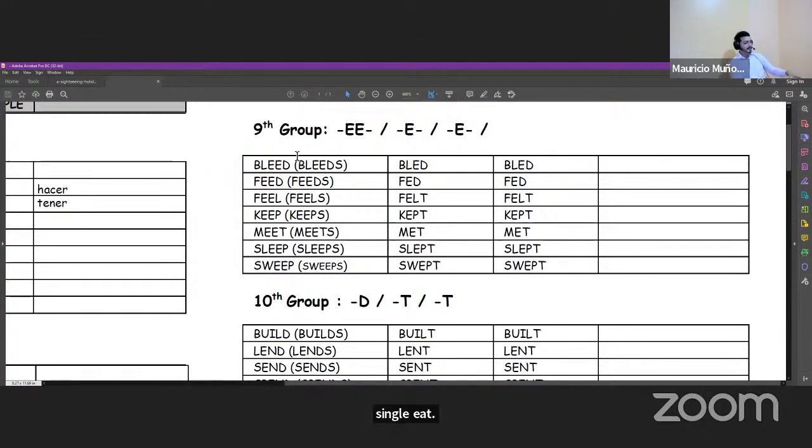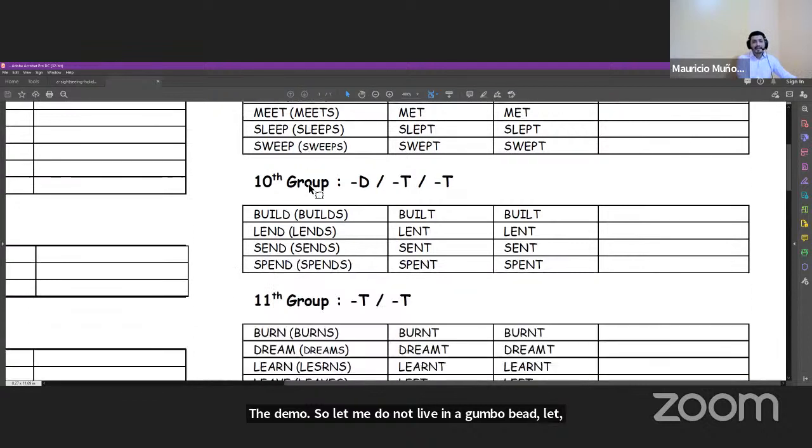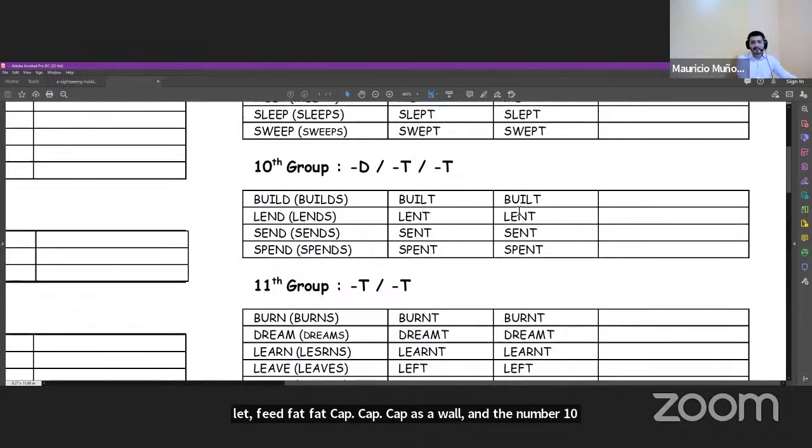Este es un grupo también muy recurrente y fácil de aprender. Aquellos verbos irregulares que tienen doble E tienen solamente una letra E en su pasado y participio pasado, como bleed, bled, bled; feed, fed, fed; keep, kept, kept, and so on. And in the number 10 we have the verb build, built, built. Alright? Lend, lent, lent. Send, sent, sent. And so on. The letter D: verbos irregulares que comúnmente terminan en D. Estos pasan con la letra T, tanto su pasado como el participio pasado.